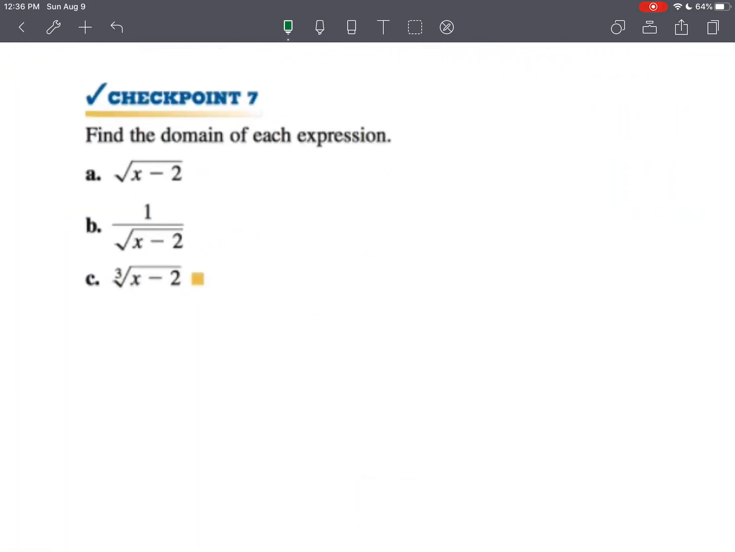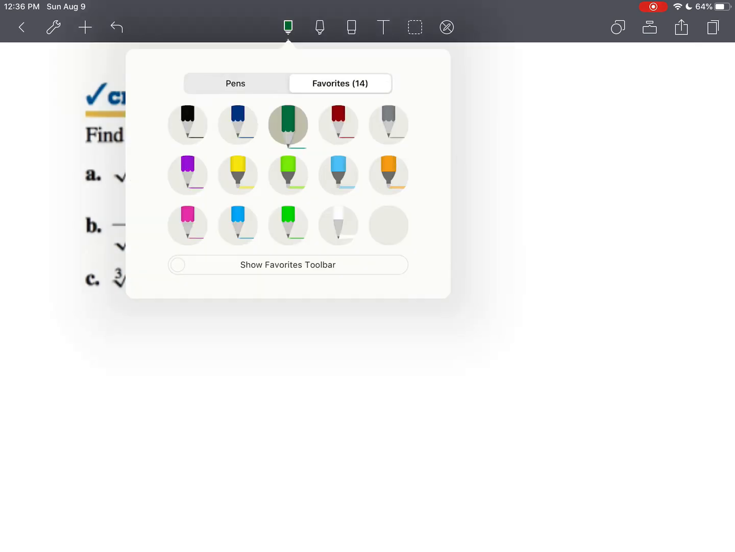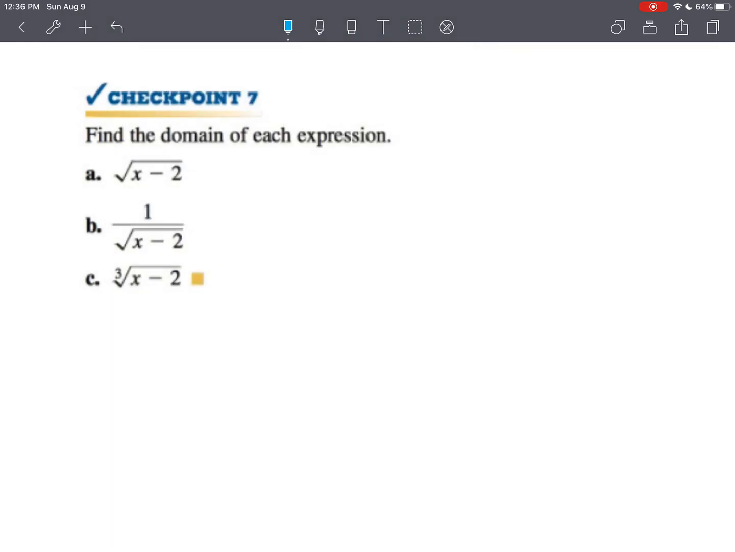Okay, let's try this real quick, and we'll close it up here. Find the domain of each one of these expressions, and I will quickly provide you the answers. So make sure you press pause so that you can work them out. 2 to infinity with a bracket on 2. 2 to infinity with a parenthesis on 2. And again, all real numbers, or negative infinity to positive infinity.